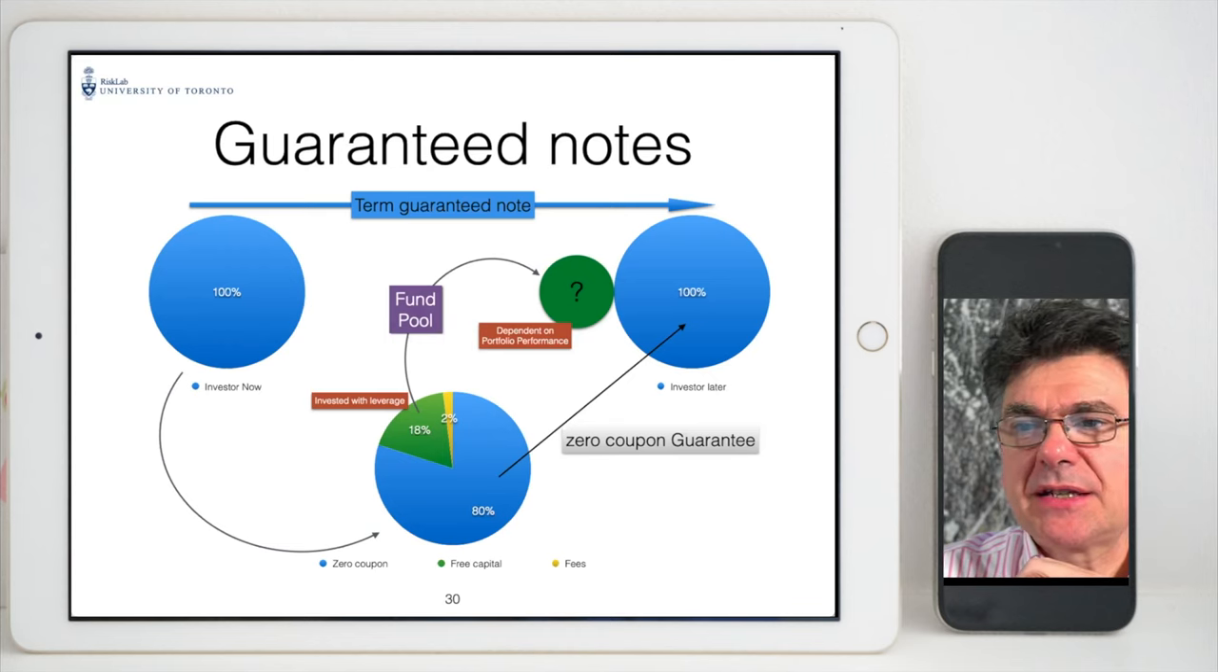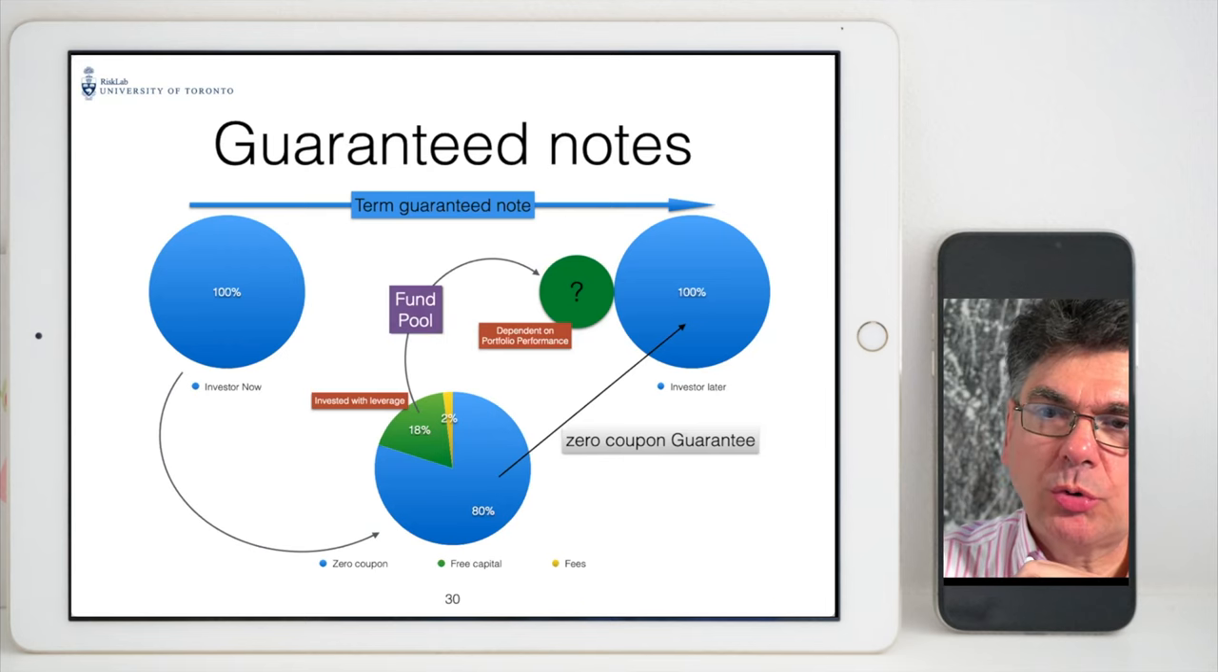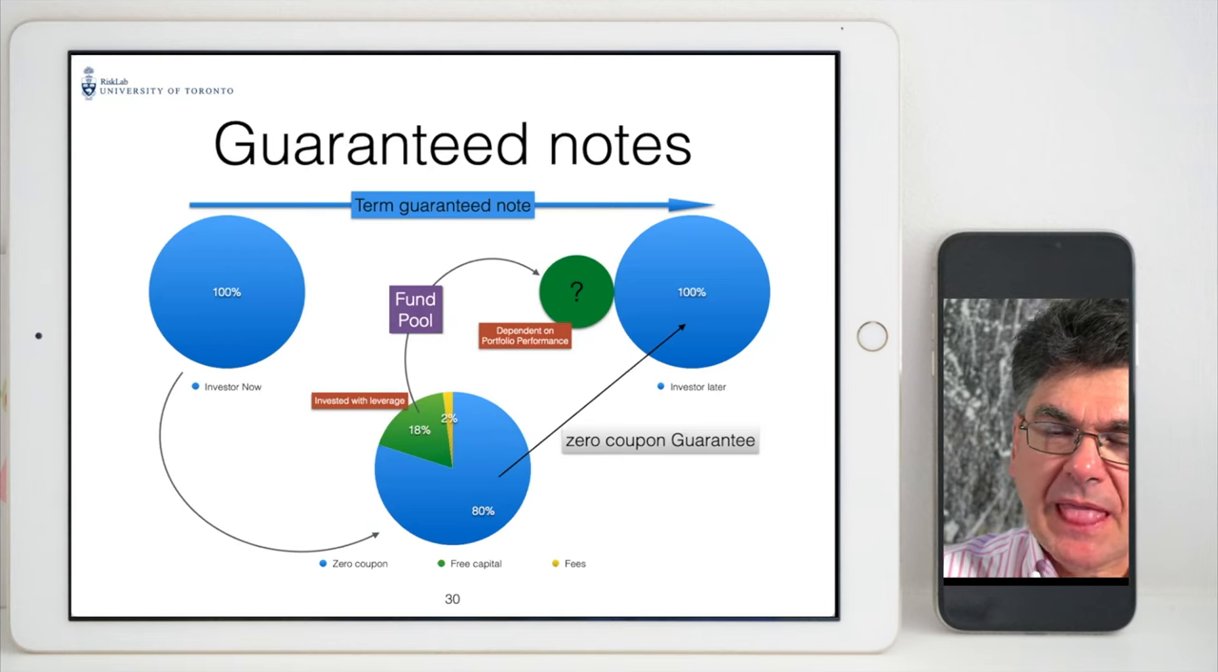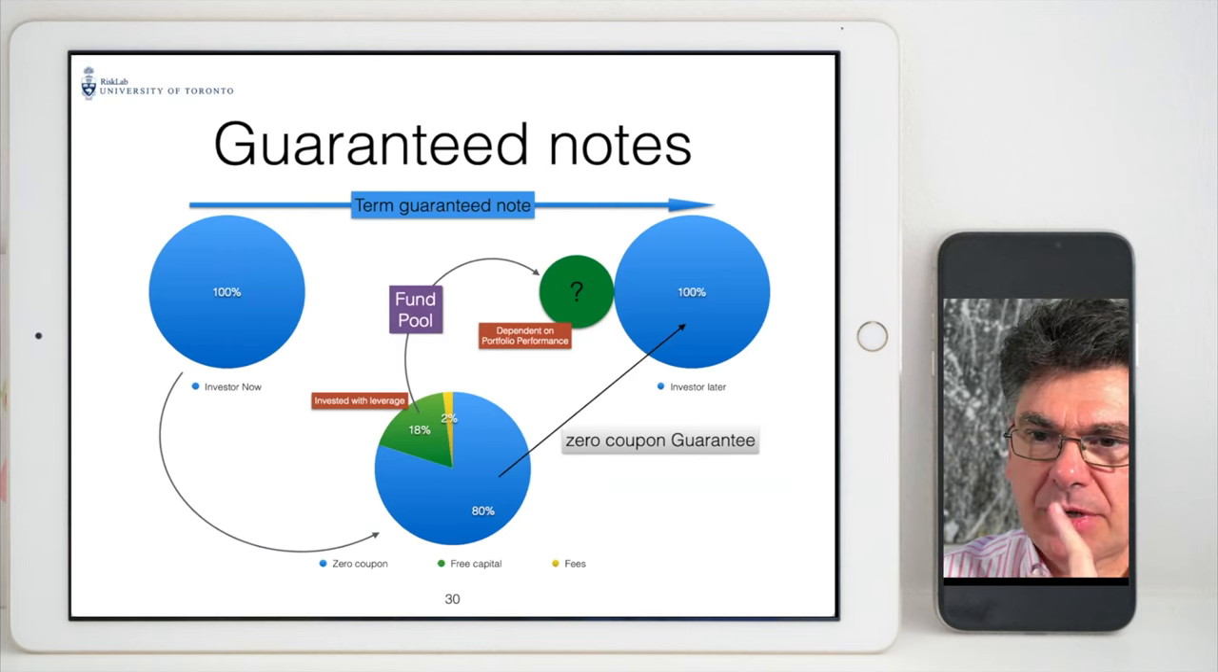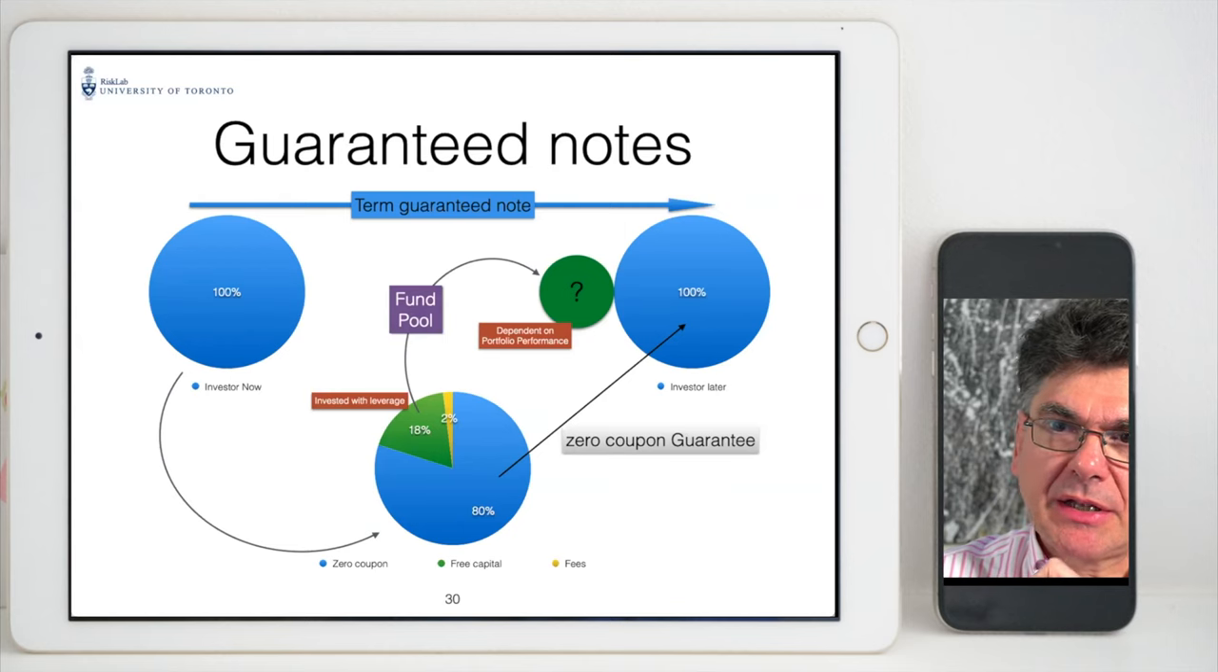You may have seen these products. A lot of these products are sold on the retail market. That means that they are advertised to the public. So you may have seen products like these. Okay, I've been working with banks in China, and they do that. I was working with them on this. Okay, you may have seen them.